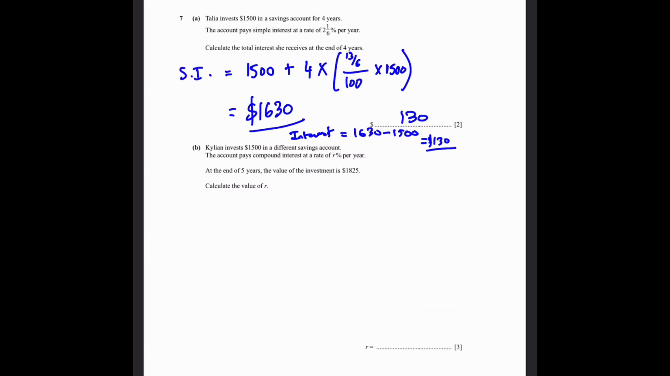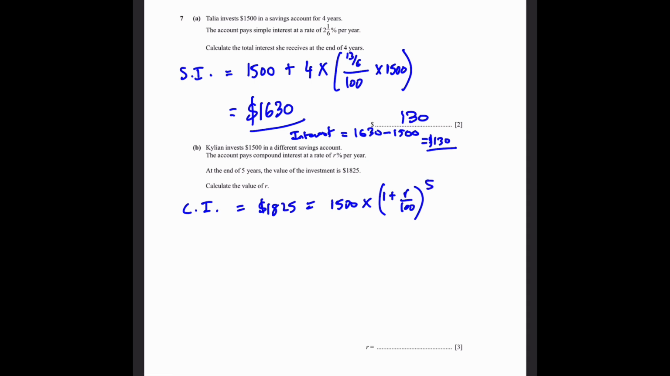Let's go to part B. Kylian invests $1,500 in a different savings account. The account pays compound interest at the rate of R% per year. At the end of 5 years, the value is $1,825. Calculate the value of R. In this case, we can use the compound interest formula. We know it's $1,825, and that's going to be 1,500, which is the principal amount, times (1 plus R by 100), the whole thing to the power of n. Here n is the number of years, which is 5. So we can bring 1,500 to the other side.